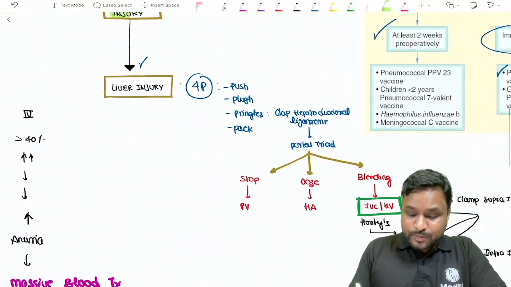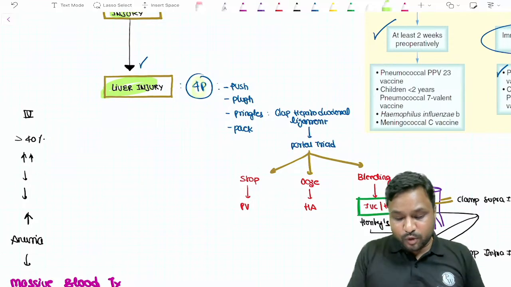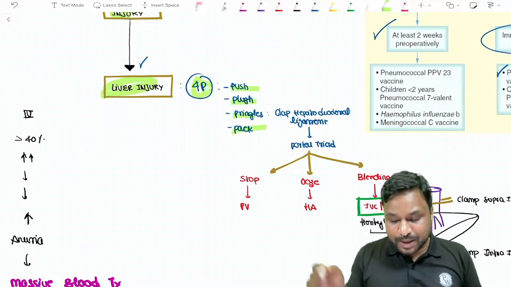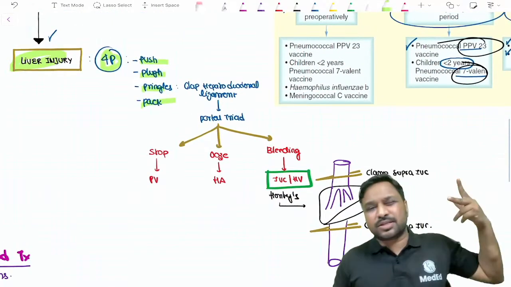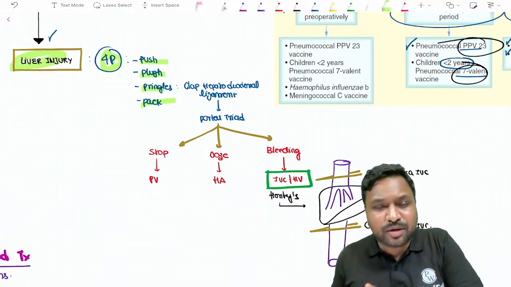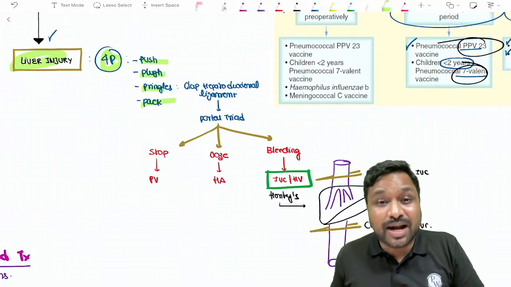Another one is with respect to liver injuries. How do you manage it? It is 4P: push, plug, Pringle, pack. What is Pringle? Clamping the hepatoduodenal ligament, at the foramen of Winslow, so that the portal triad is being compressed.